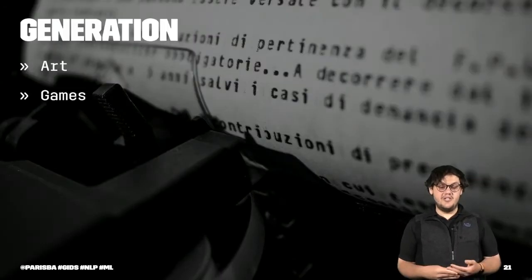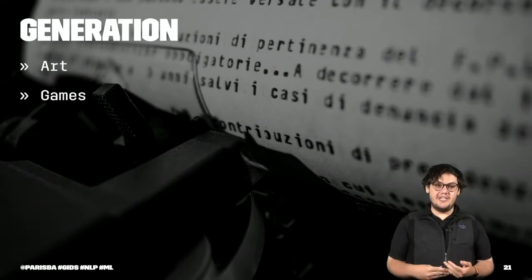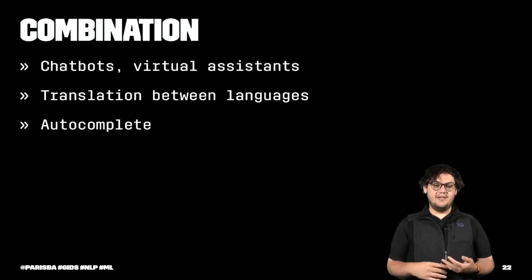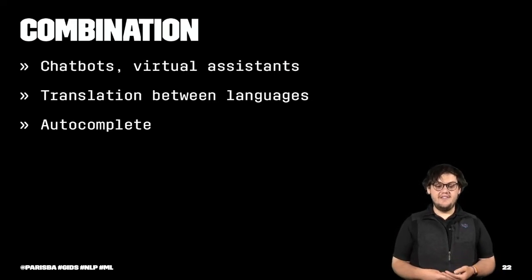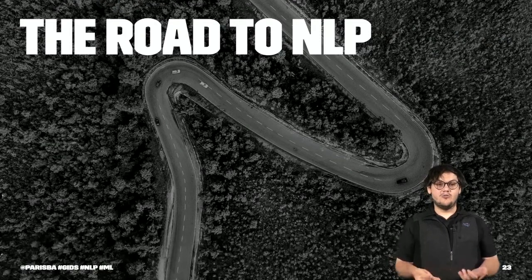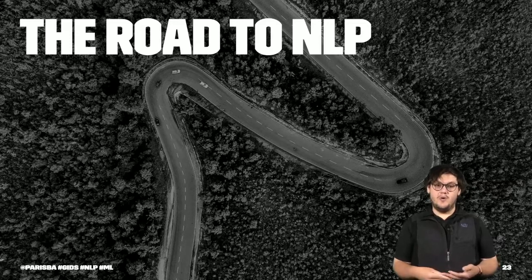Another thing NLP can do is generating words. This can be used for art, for games, for all sorts of things. It's increasingly popular, particularly in this world of modern transformers, which we'll talk about a little bit later. Sometimes these things are combined. Processing, interpretation, and generation make great chatbots, virtual assistants, translating between languages, autocomplete on your phone, things like that. So that's a quick overview of what NLP does and can do. Let's talk about how we got there. It's been a really long road getting to the current state of NLP. The state of the art of NLP is amazing right now, and it wasn't always the case.